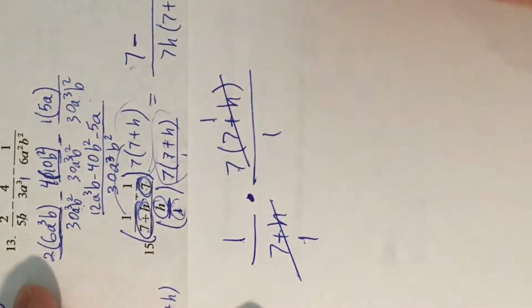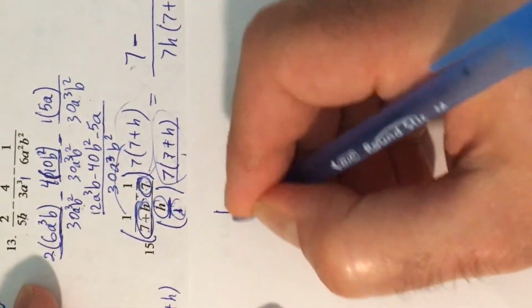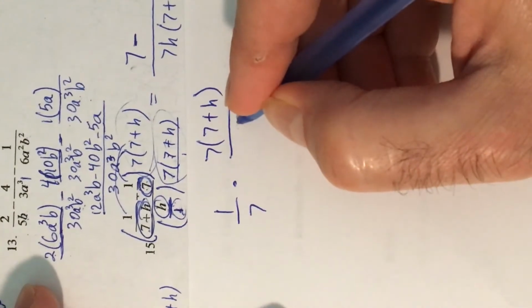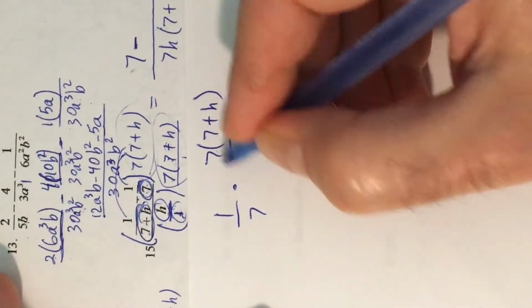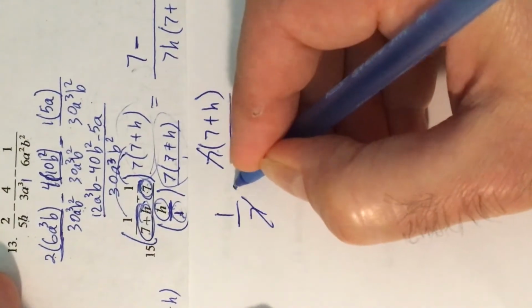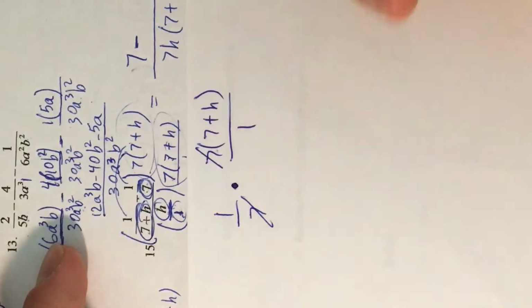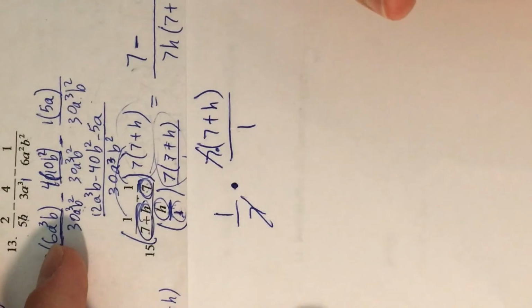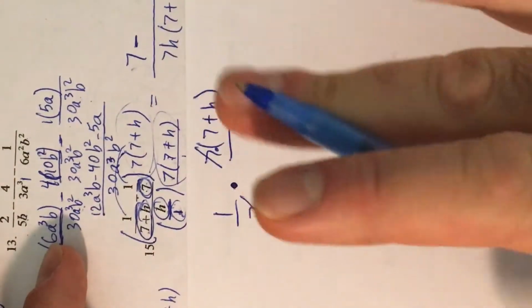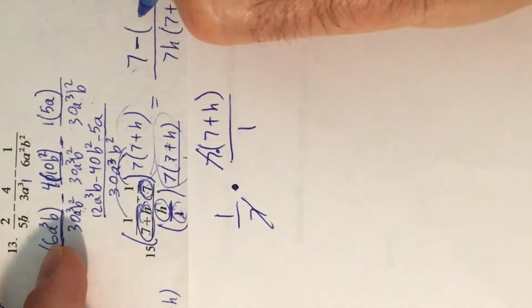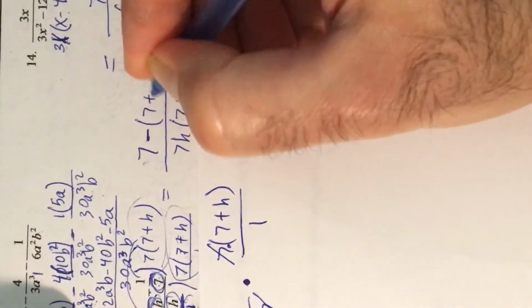Minus, now I'm going to multiply the second fraction by the LCD. I'm distributing here over 1. So what happens over here? Now the 7s cancel out. Again, I can cancel things out from top and bottom because I have multiplication between the fractions, and I have multiplication between the terms. If there was addition and subtraction, then I cannot cancel. So 7s are gone. I'm only left with 7 plus h. So I'm going to have 7 plus h.